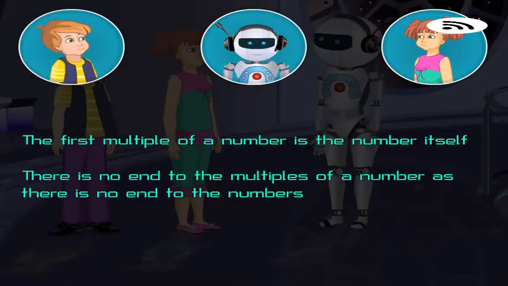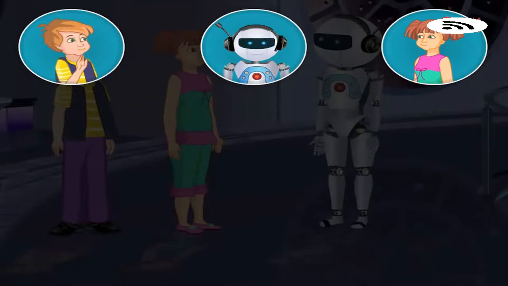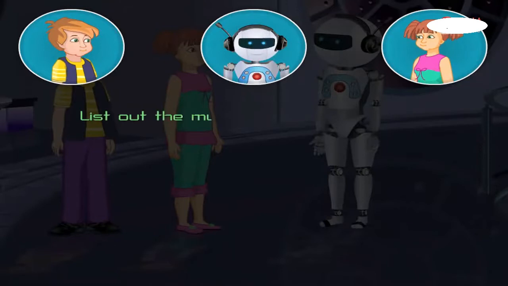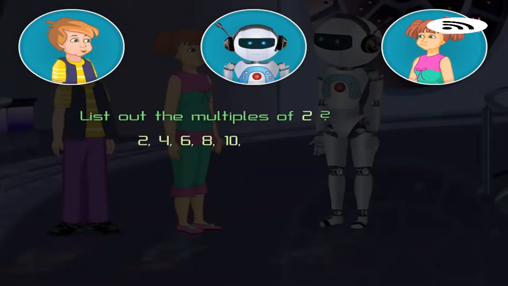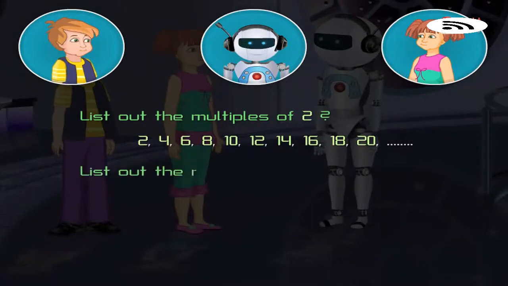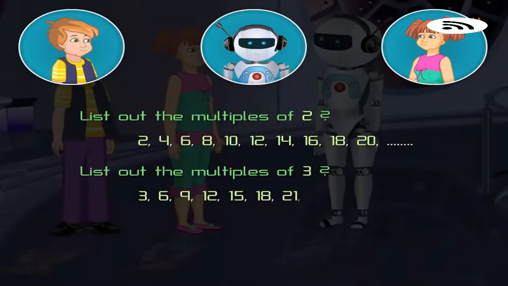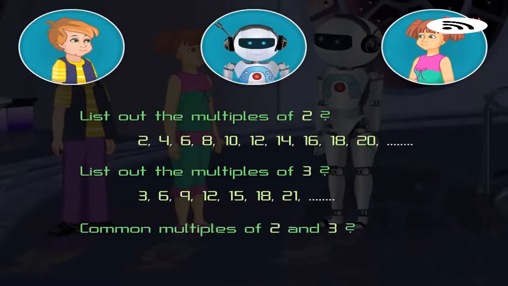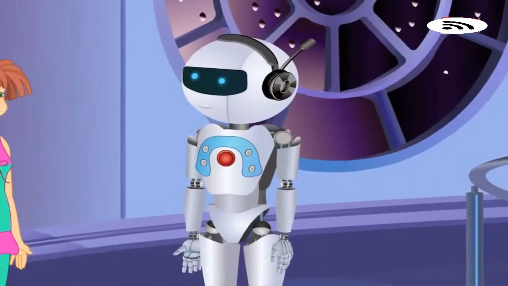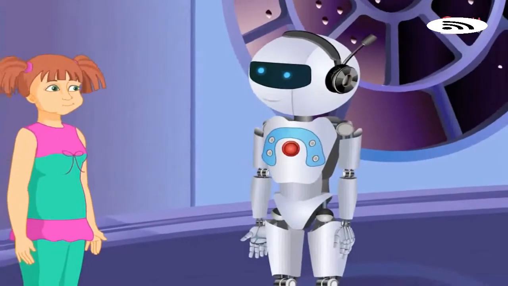Now that you know what a multiple is, let us recollect about common multiples. Akash, let's list out the multiples of 2. 2, 4, 6, 8, 10, 12, 16, 18, 20, etc. Akshita, can you list out the multiples of 3? 3, 6, 9, 12, 15, 18, 21, etc. Now you can find the common multiples of 2 and 3. 6, 12, 18, etc. As there is no end to the multiples of a number, there is no end to the common multiples of numbers.